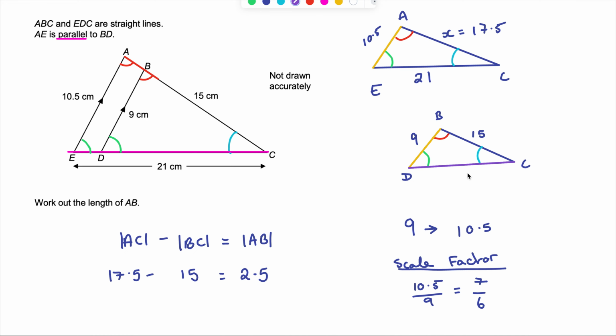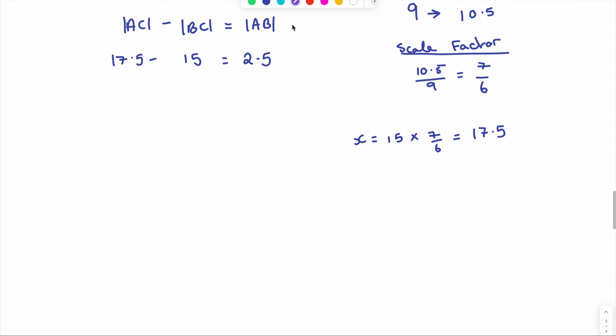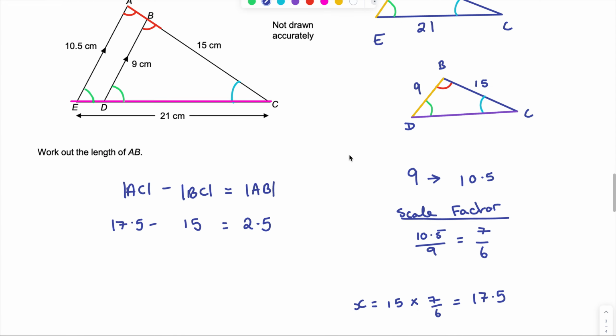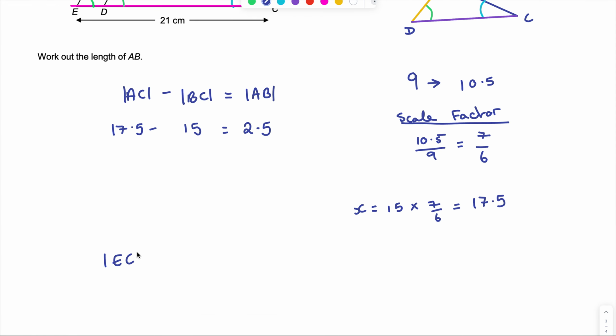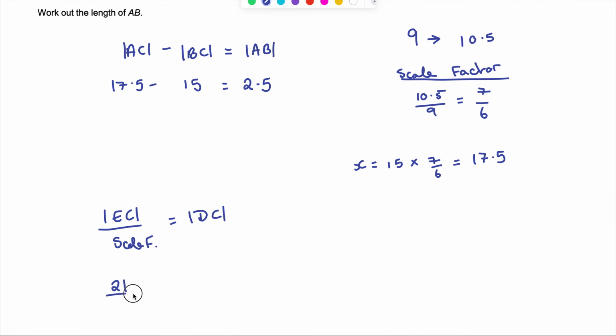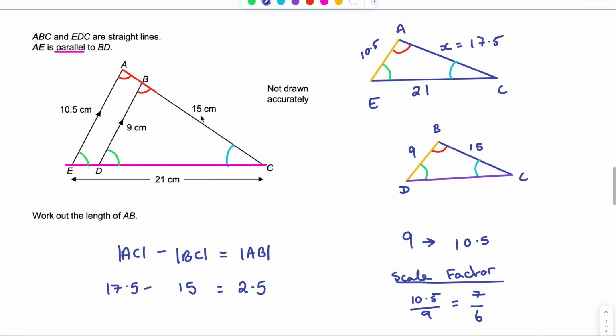So if I want to go from E to C to work out the length of D to C, I'm going to take 21 divided by the scale factor, and that is going to give us D to C. So E to C was equal to 21 divided by my scale factor, which is 7/6. So just take your time putting it into the calculator. I'm going to have 21 divided by 7/6, I get 18. So 18 centimeters or whatever units it's going to be.